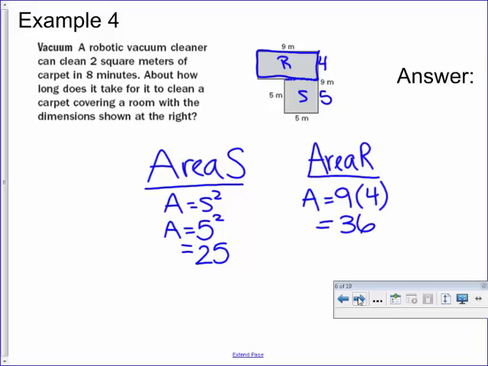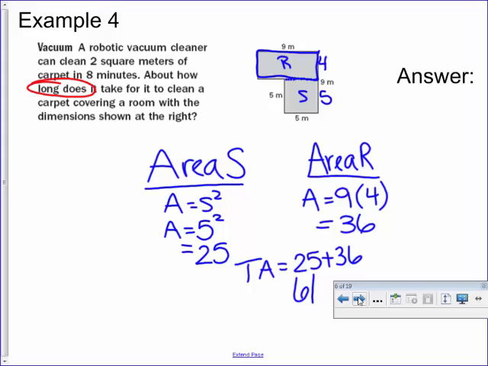So now our total area equals 25 plus 36, which is 61. Now that is not your final answer, because it's asking how long it takes for it to clean the area of this room, which is 61 square meters.